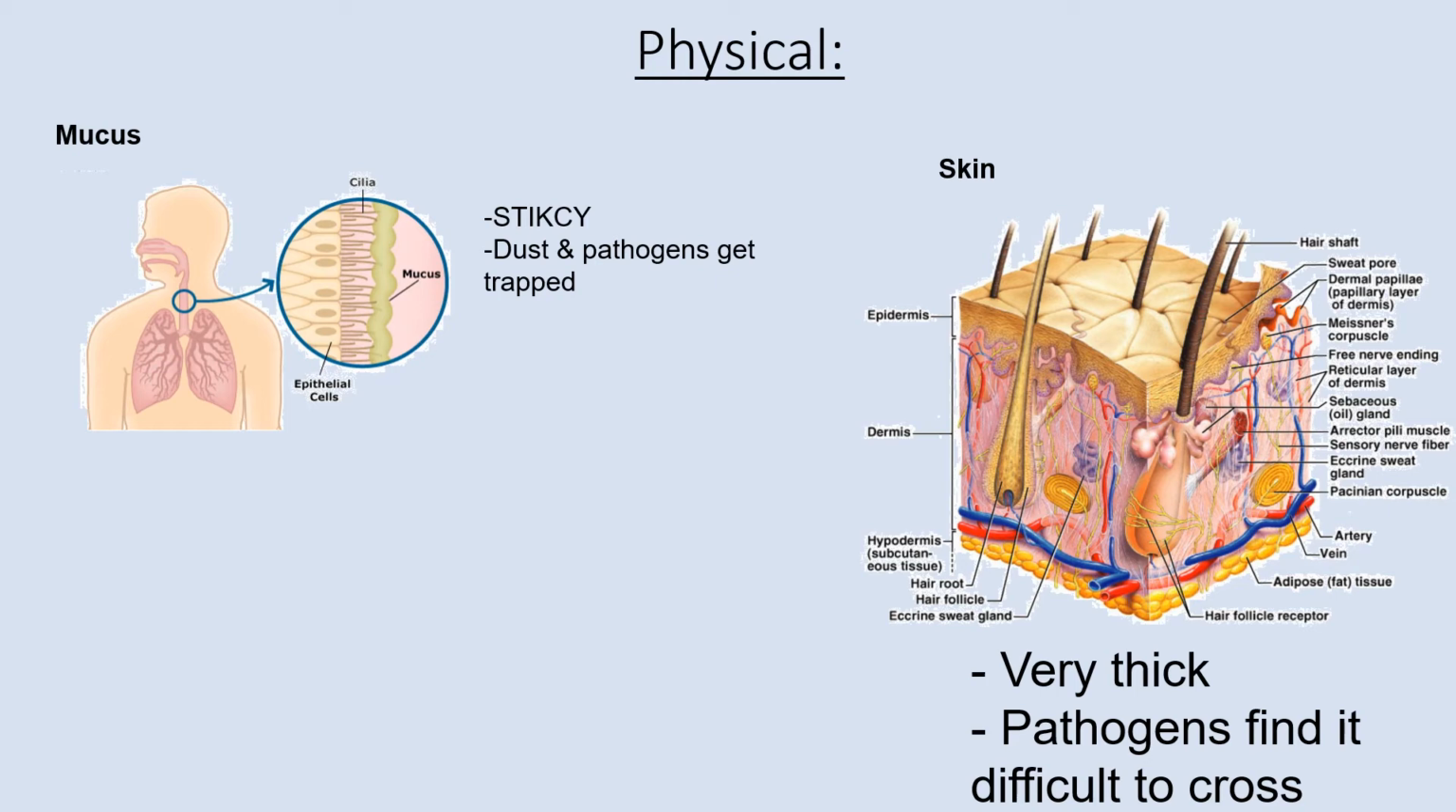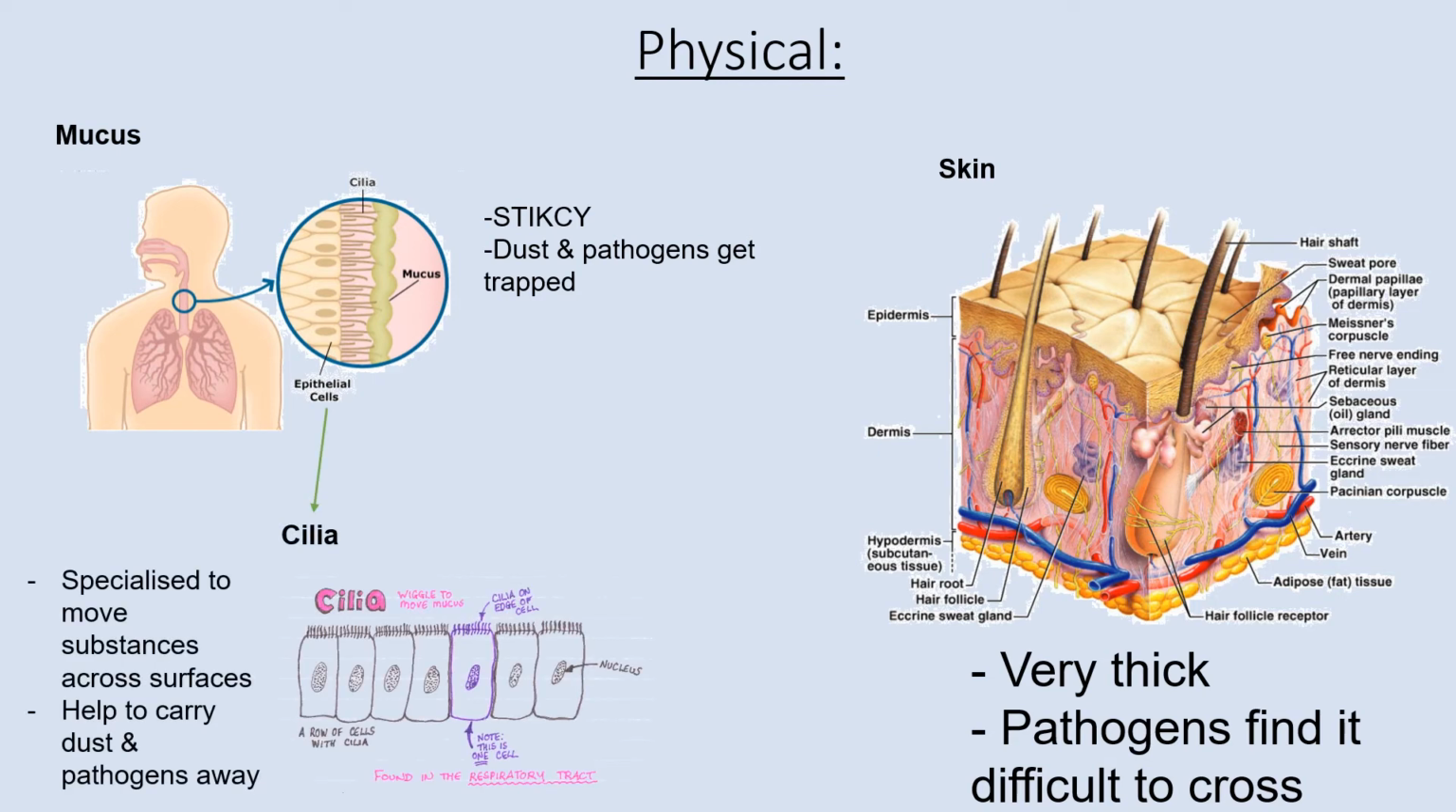Because the mucus isn't technically part of our body, it's not a cell, it can't itself get infected, and so it can just pass the infection or pass the pathogens straight out of the body, or deliver them down to the stomach.